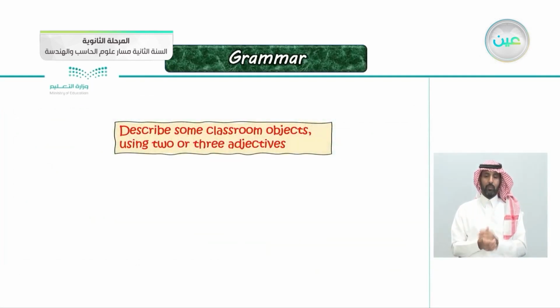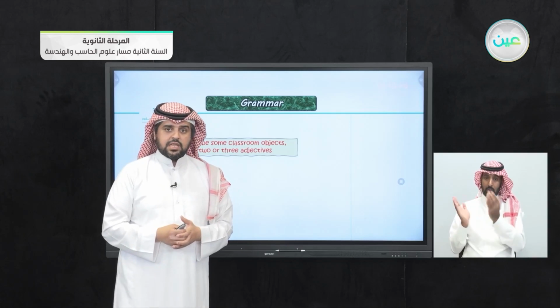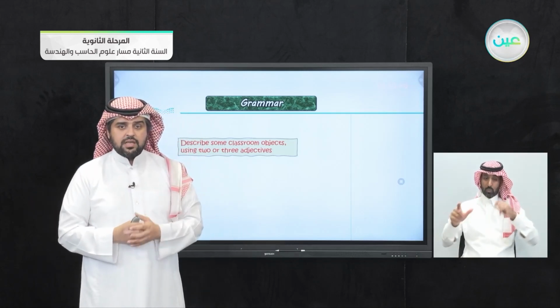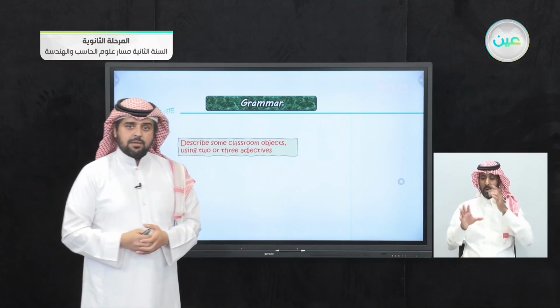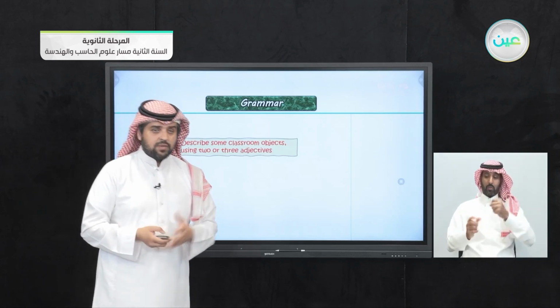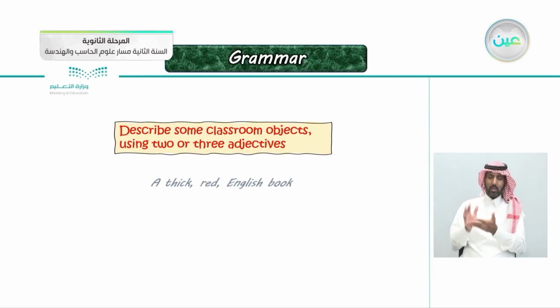Describe some classroom objects. Use 2 or 3 adjectives. Try to describe some object in your classroom. For example, the large white board that you use to project maybe some lessons. For example, the big green door for your classroom, and so on. So try to come up with some examples, try to come up with sentences. Use 2 or maybe 3 adjectives to describe something that's in your classroom.